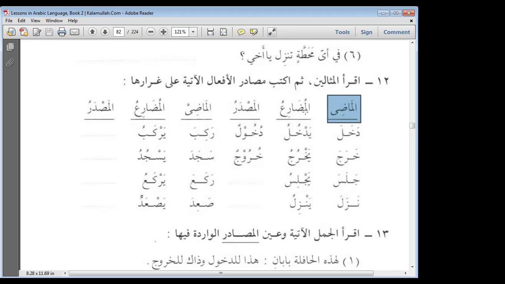All right. So let's look at this verb here. Dakhala. Dakhala means what? Dakhala, he entered. Good. So you have dakhala, yadkhulu, he enters. And then you have dukhulun. Dukhulun means entry. Okay? So you have dakhala, yadkhulu, dukhulun.